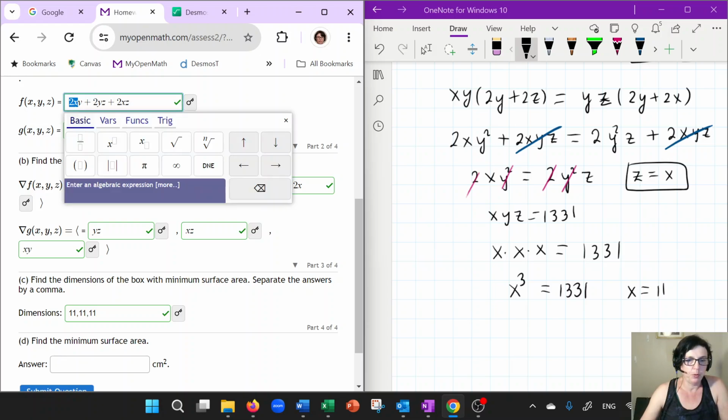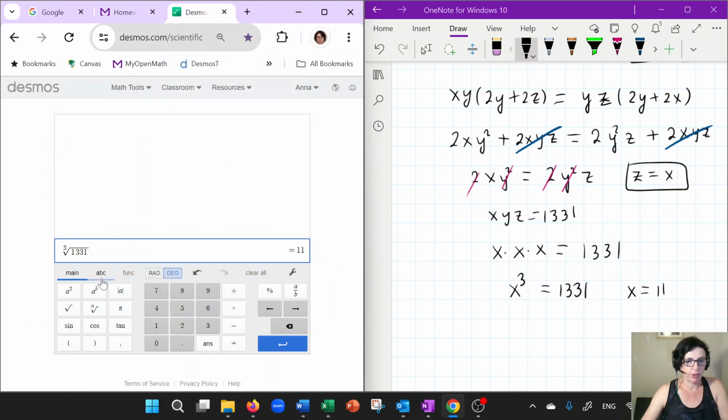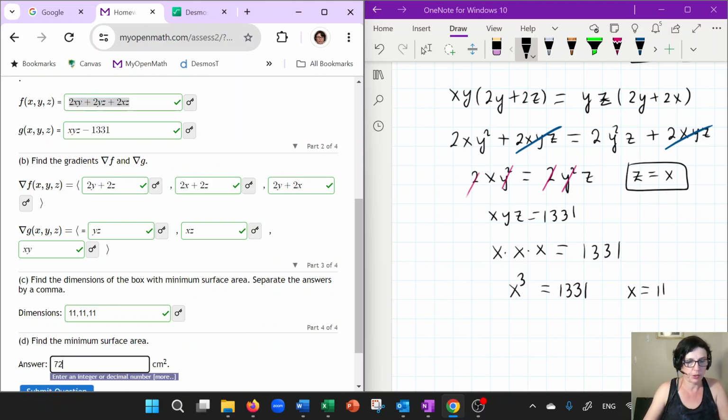Well, that's very simple. We just have to plug in 11 into the surface area, into the f function. But each term will be the same. It's going to be 2 times 11 times 11. So we're just going to get 2 times 11 times 11, and that's 3 terms like that. So that's 726. That's going to be my surface area here.